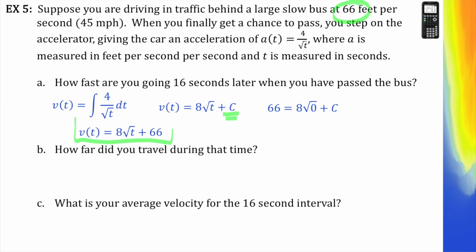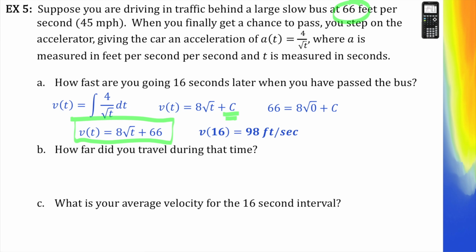So here we have our velocity function of this whole situation. And to know how fast you're going 16 seconds later, we plug in 16, and you'd be going 98 feet per second. Not bad. How far did you travel?